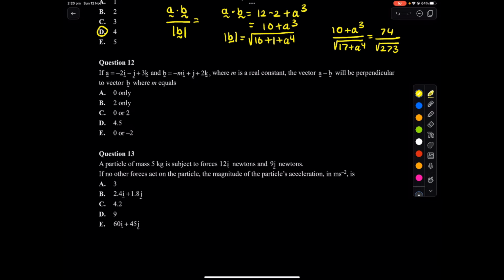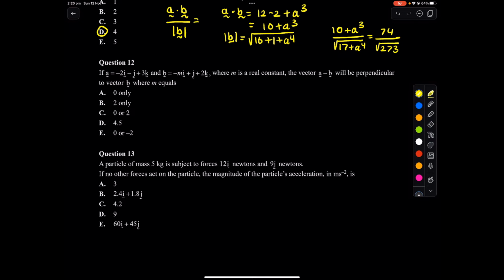If the vector A is this and the B vector is this, where m is a real constant, the vector A minus B will be perpendicular to the vector B where m is equal to what? Okay, let me just give you an expression here. For vectors to be perpendicular, we know that the dot product between them should equal 0. So we want this vector over here multiplied by this vector, the dot product should equal 0, and we can use that expression.